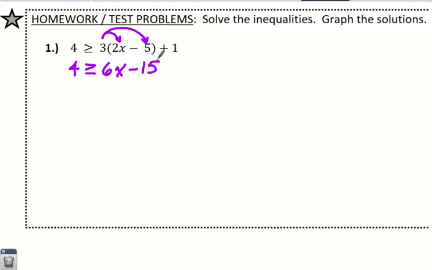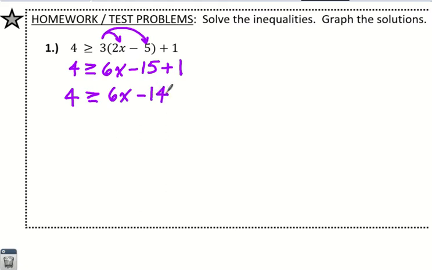So 3 times 2x is 6x. 3 times -5 is -15. Bring down the +1. And now the left side is just 4. So 4 is greater than or equal to 6x minus 15 plus 1. As you should know, the next priority is to combine any like terms that are already on the same side together, like -15 plus 1. -15 plus 1 is -14.